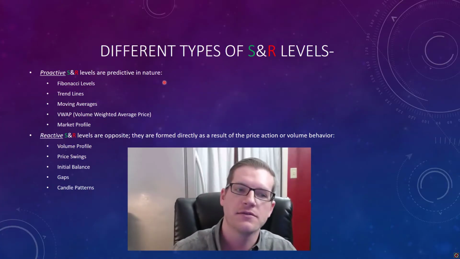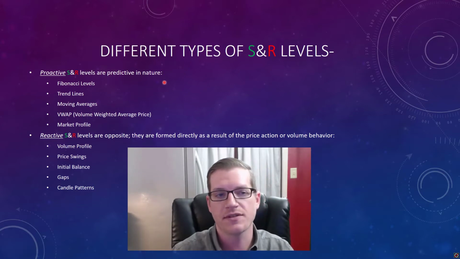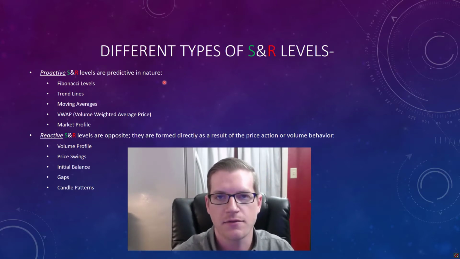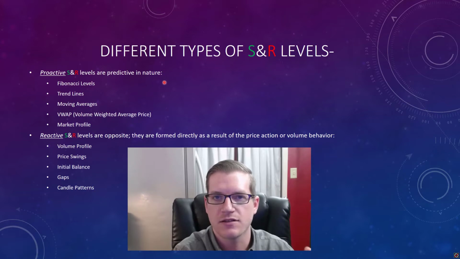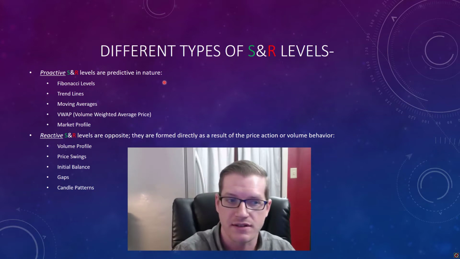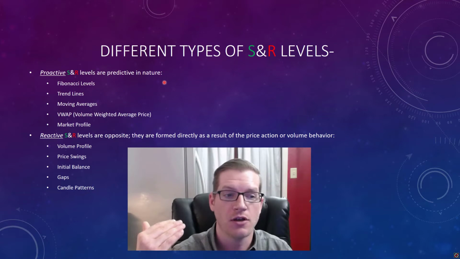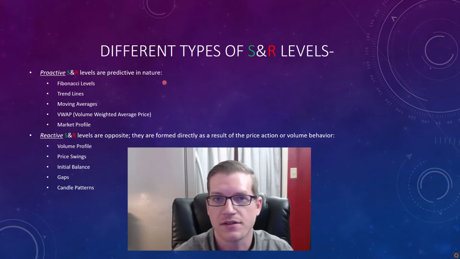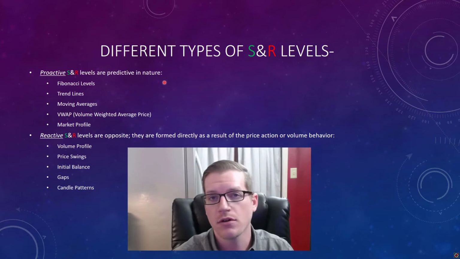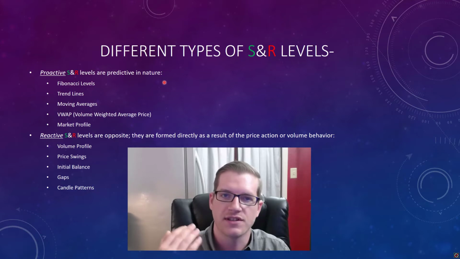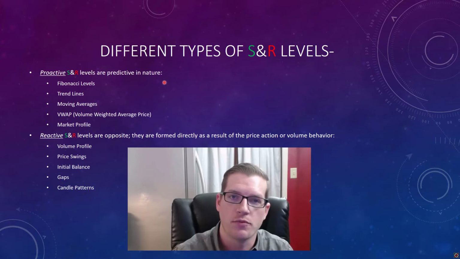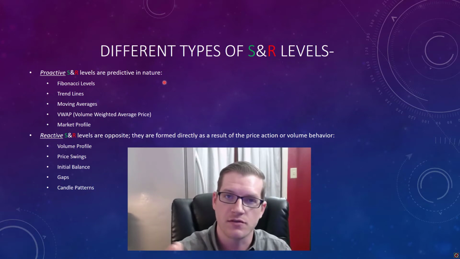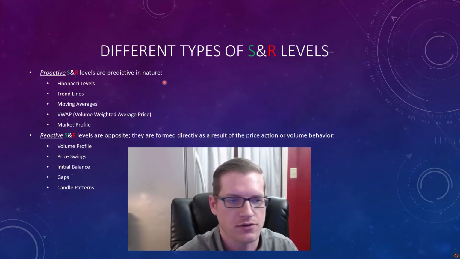So next is reactive. Now these are the opposite of the proactive. Reactive means that we are reacting to the price action, and in the past this has proven to be a level of support or resistance. This is going to be volume profiling, price swings, your IB or initial balance, gaps. Now, in cryptocurrencies, the gaps don't happen quite as much because it trades 24 hours a day, versus an equities market, where the price might gap up from the close to the open. So that's not as important, but still important to understand. And then also candle patterns.